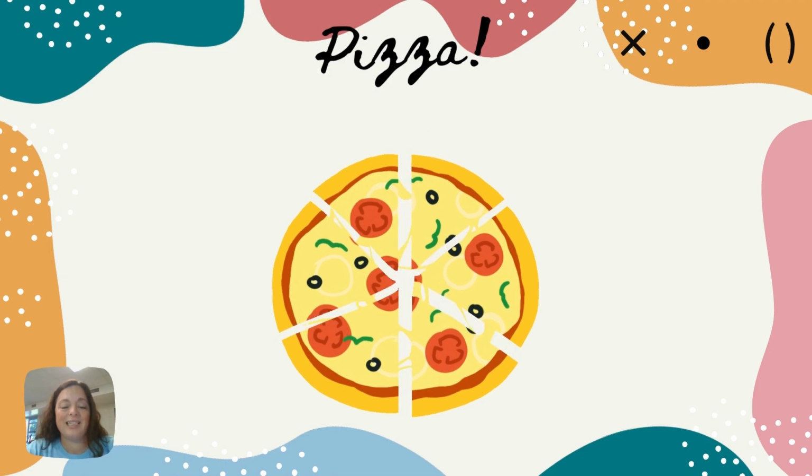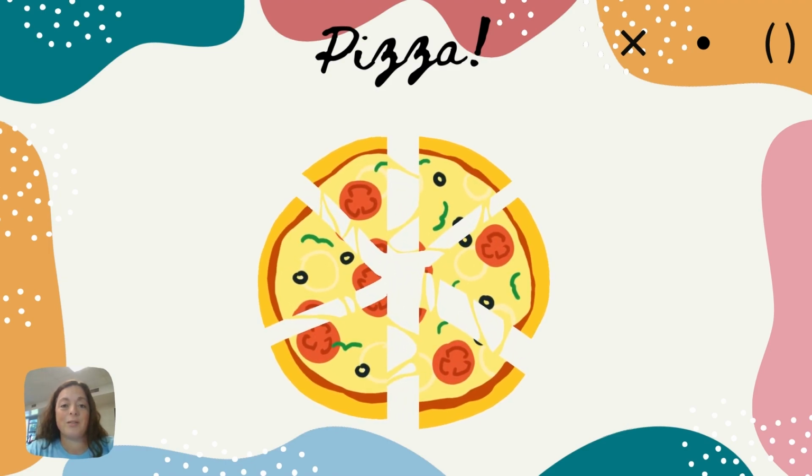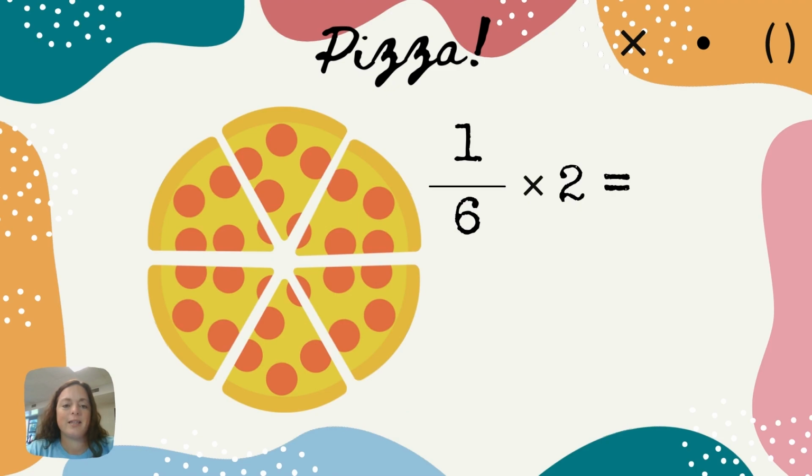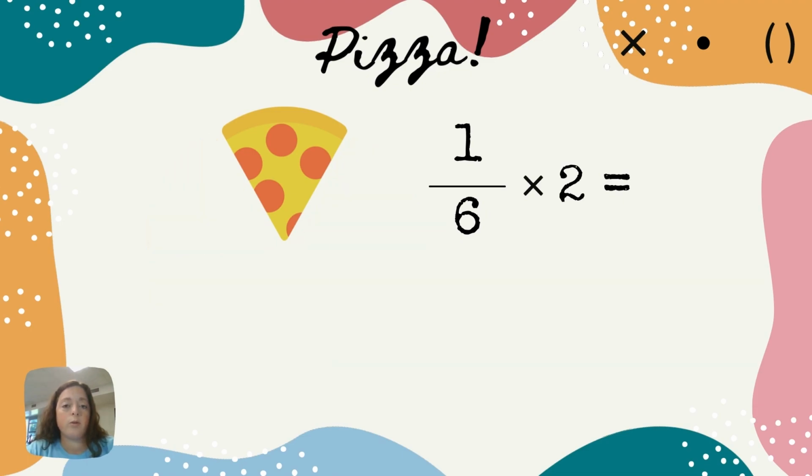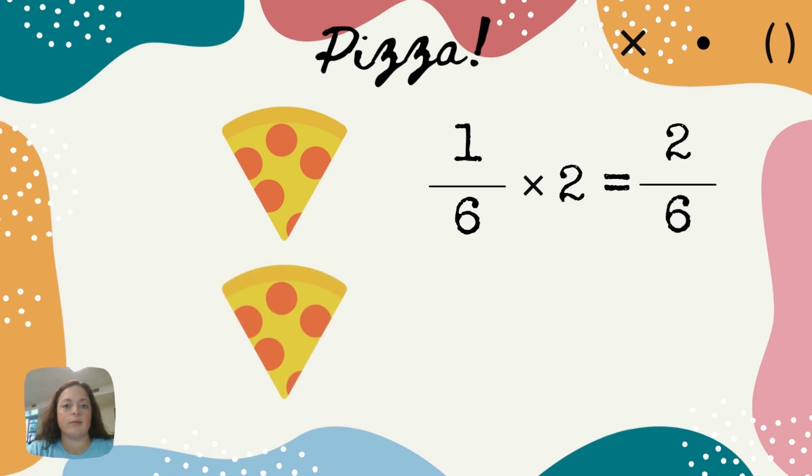Pizza. It's a pretty good tool when it comes to explaining fractions. 1/6 times 2. This pizza is cut into 6 equal pieces. Each one of those pieces is 1/6 of the pizza. So if we're going to multiply that 1/6 by 2, that means we're doubling how much pizza we have. So double of one slice of pizza will be 2 slices of pizza.